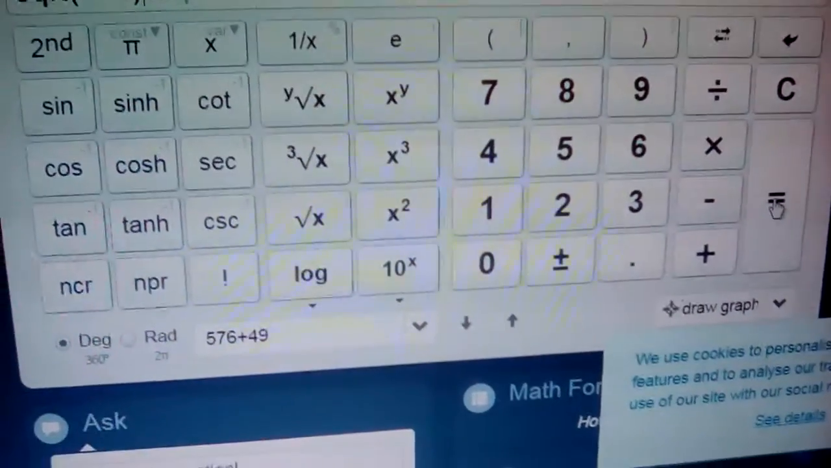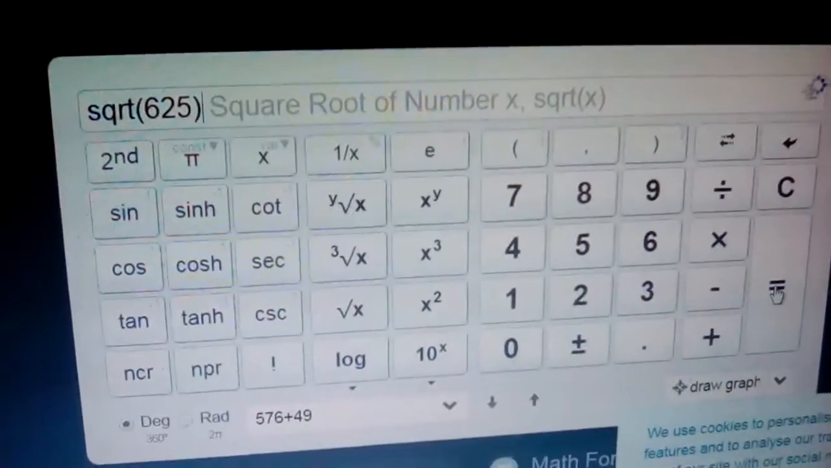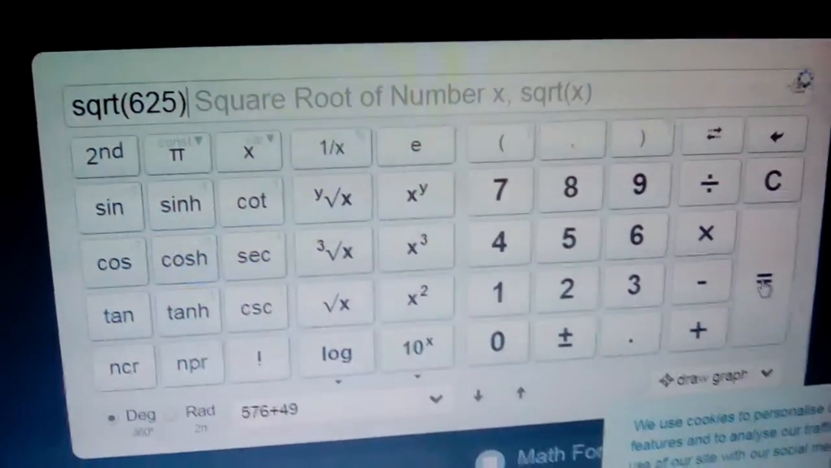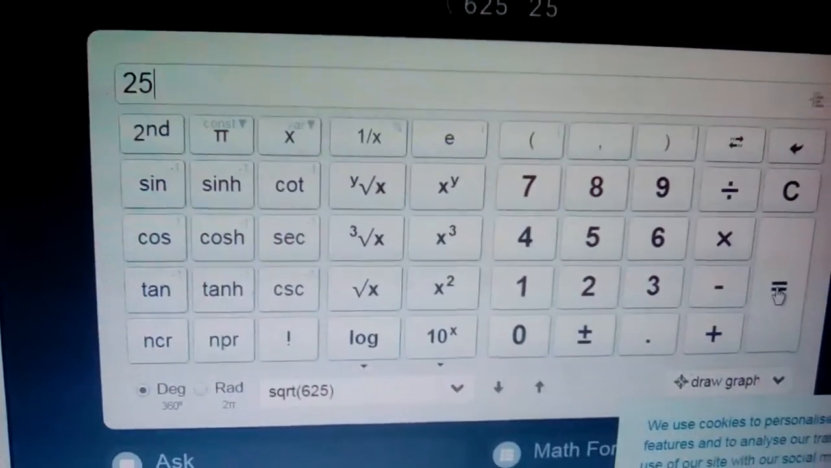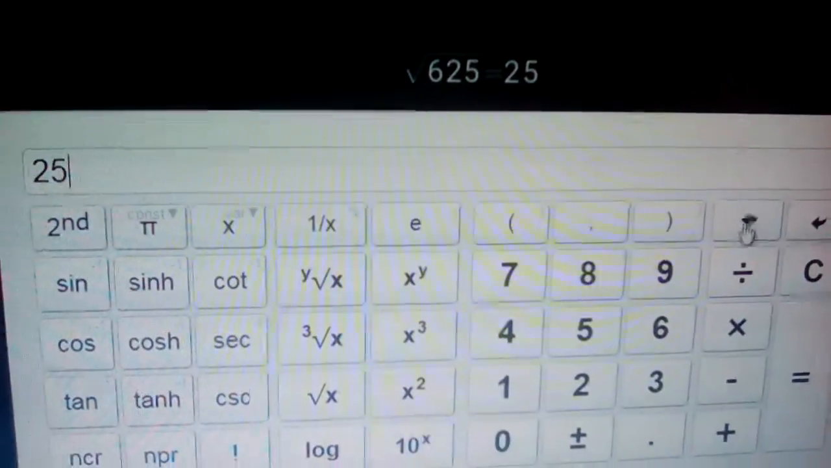Well, that's pretty darn easy to do. I'm going to go back to my calculator, and I actually know this one because I think it's 25, just because I've worked with this before. And of course we have to wait for it to think. And there it is. So the square root of 625 is 25 units.